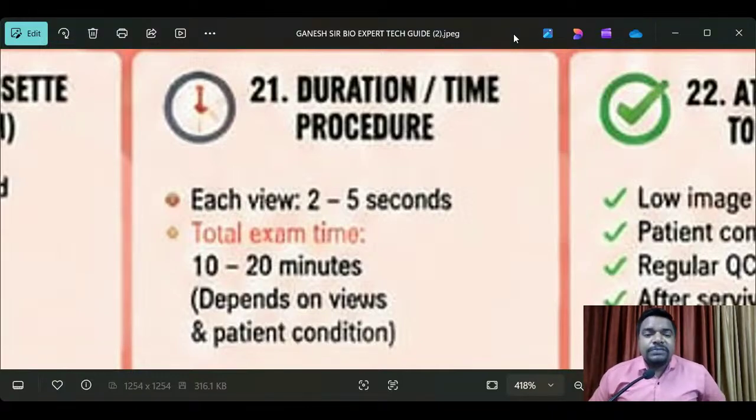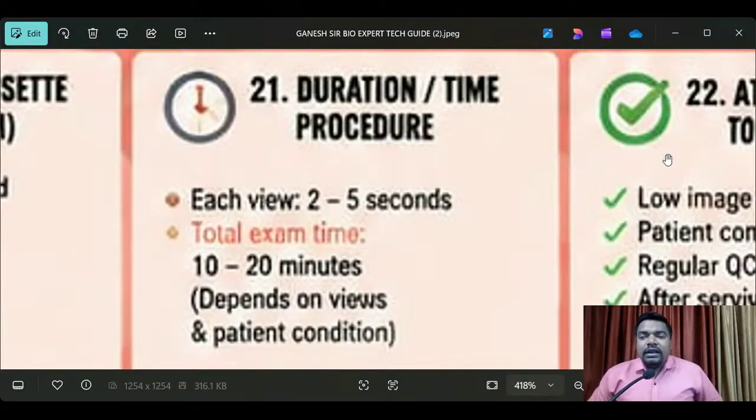And the duration of the procedure: while doing mammography, how much time is taken? Maximum 10 to 20 minutes to finish. It depends on cases, operations and procedures. But anyhow, within 30 minutes everything is closed.